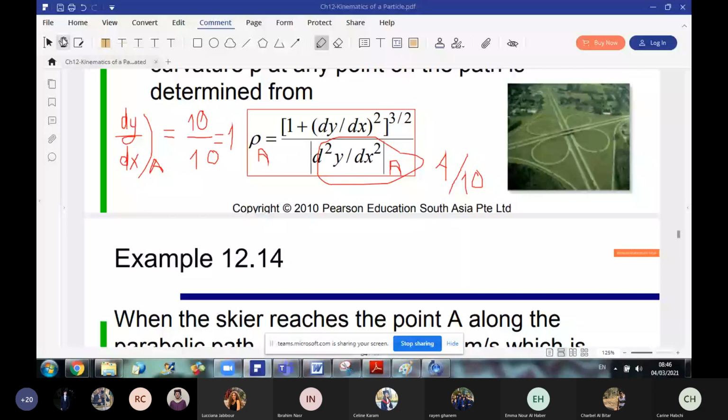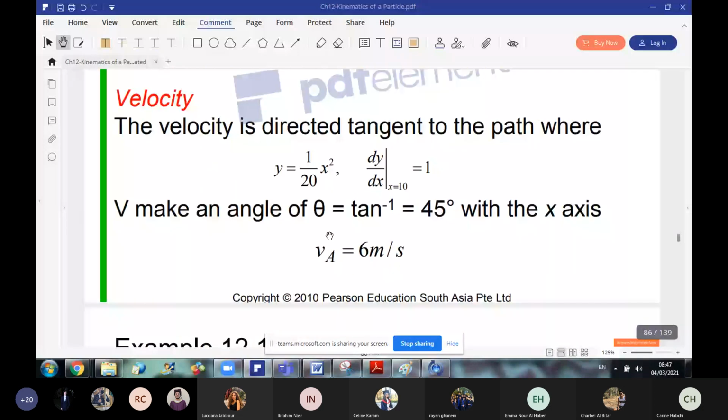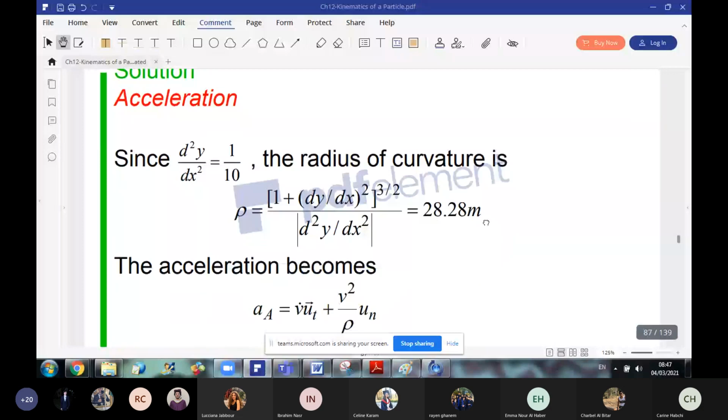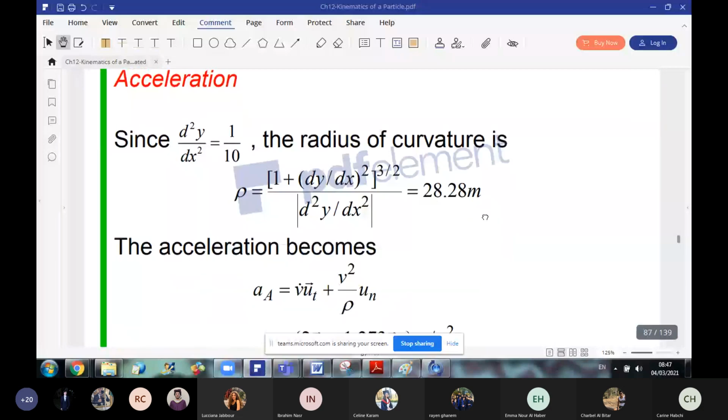So here you can see all details. First, to get the angle of B with the horizontal, I do tangent minus 1 of dy by dx, which is 1. It's tangent minus 1 of 1. It's 45 degrees. And concerning the acceleration, to find the AN, we should calculate the radius of curvature. So we replace dy by dx by 1 and the second derivative by 1 over 10. We get the value of rho.